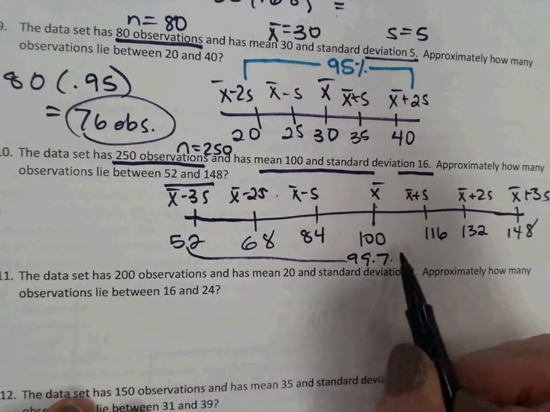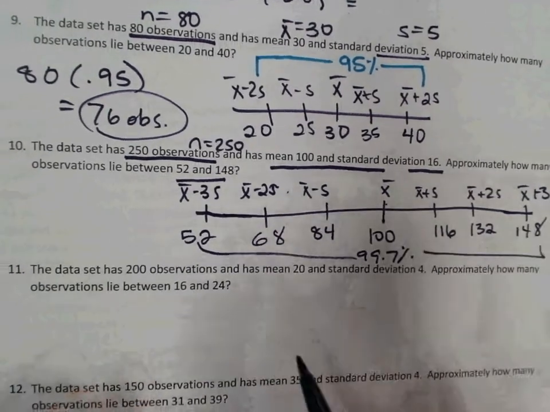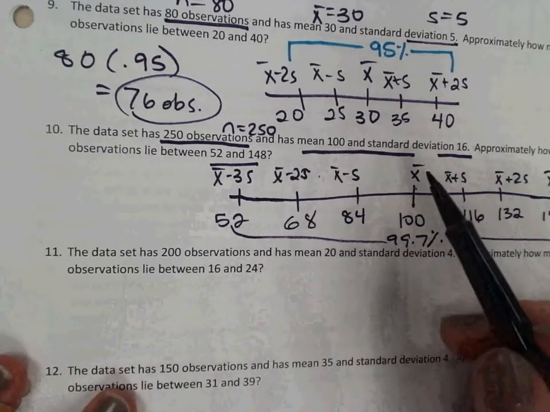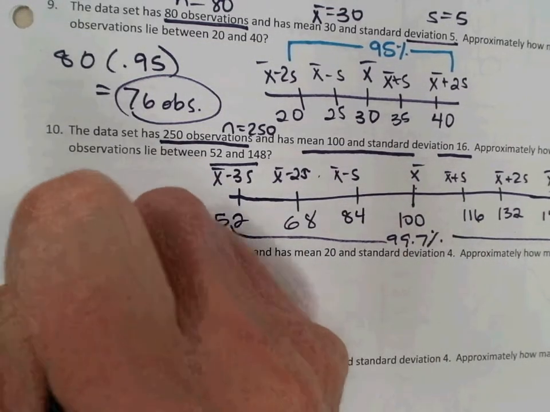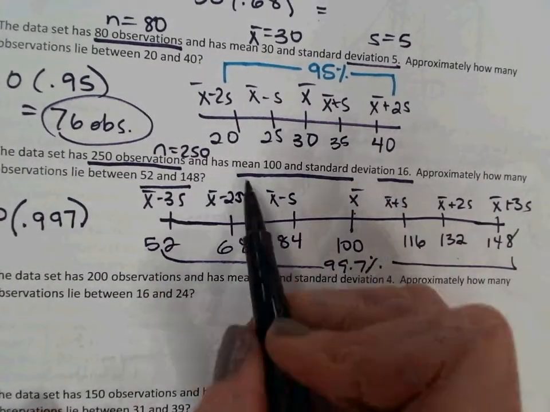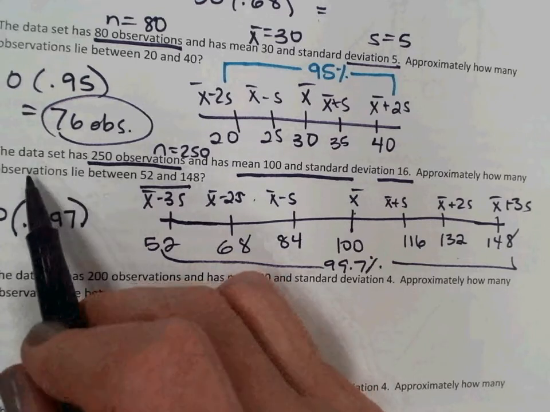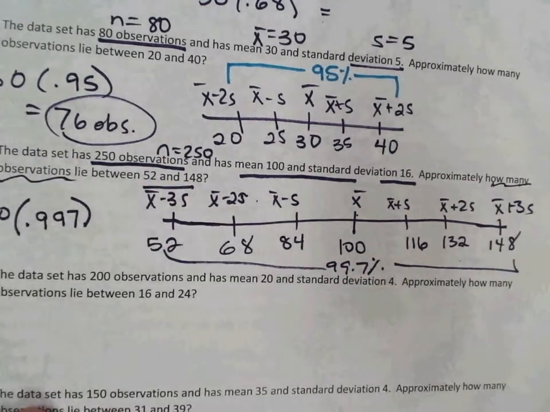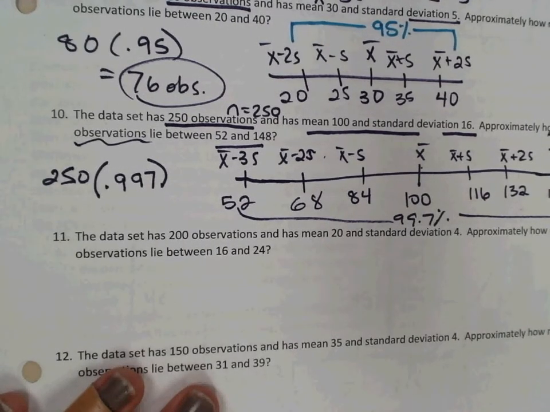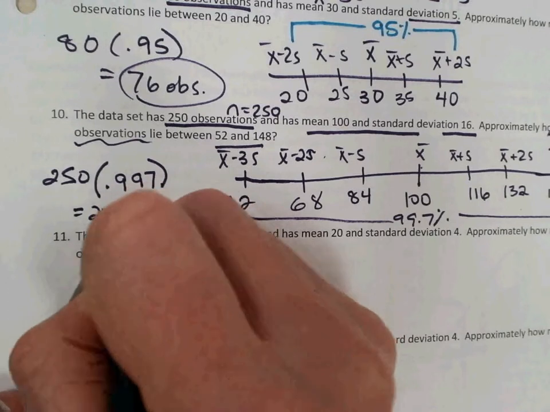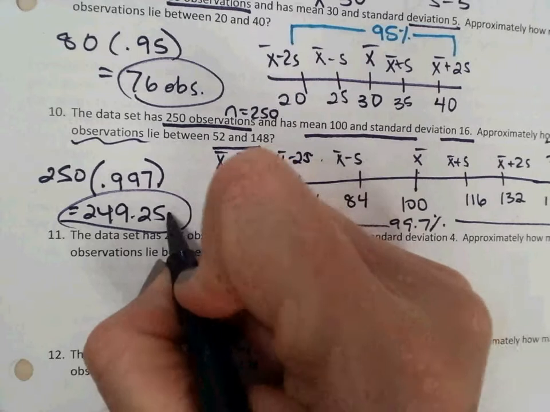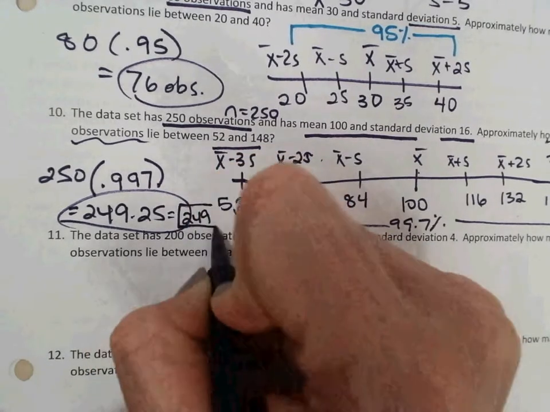In other words, 99.7% of the data. We then have to put it back into the situation. I'm going to go back and double check what the question is asking. We take the 250 observations and multiply by 0.997 to get how many observations. 250 times 0.997 gives 249.25. Like I said, we round, so we get 249.